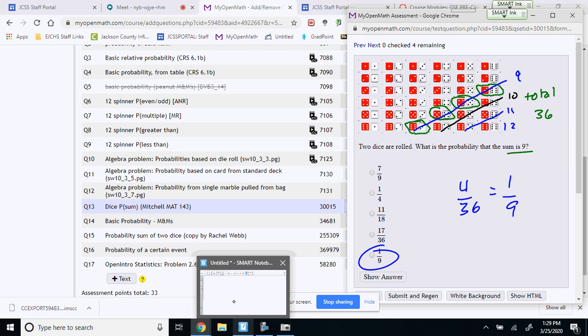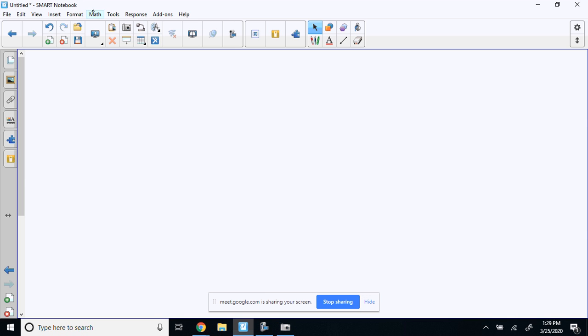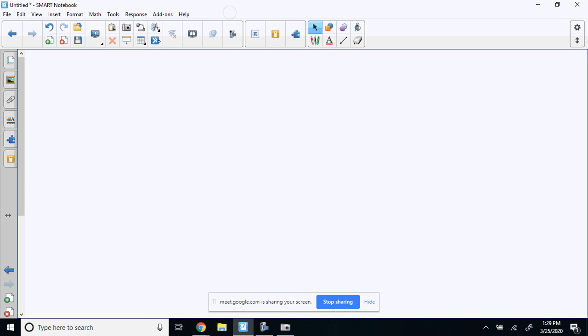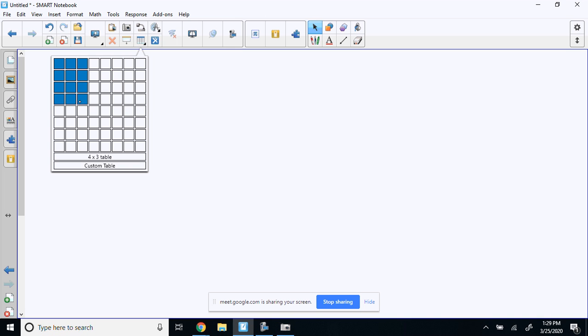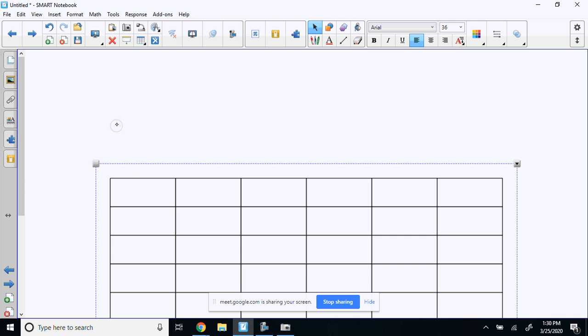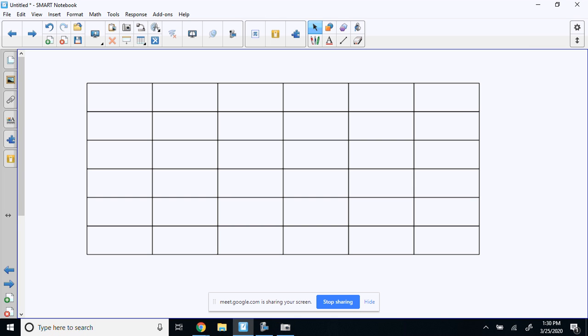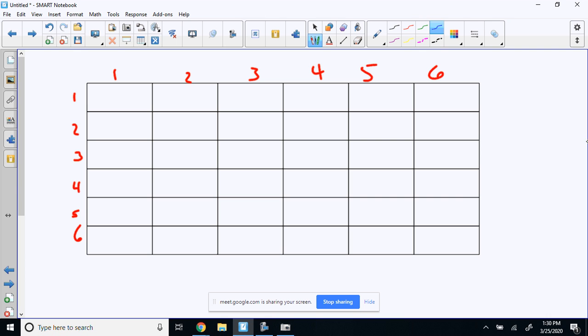Oh, yeah. So, but I want to show you something. Okay, let me do this. I'm going to show you this. Let's move this. Let me do this. 1, 2, 3, 4, 5, and 6. 1, 2, 3, 4, 5, and 6. This is what I mean by sample space.